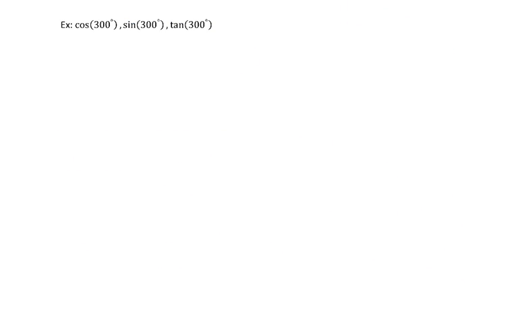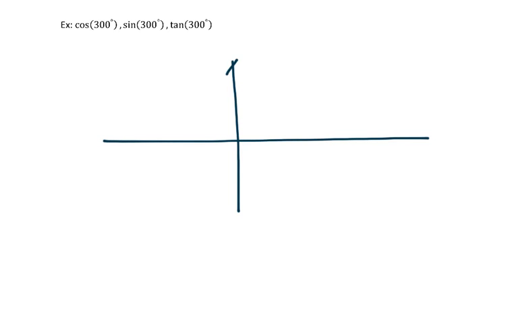So here is another example. Here we're going to find cosine of 300 degrees, sine of 300 degrees, and tangent of 300 degrees. Basically, we're going to use reference angles. So to use reference angles, what do we have to do? We have to calculate the reference angle. To do that, let's draw 300 degrees in standard position. So we have 300 degrees, right? So let's draw it.